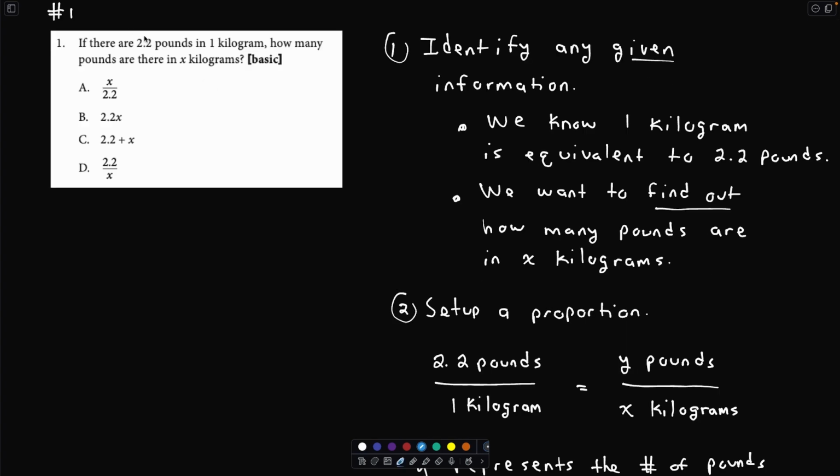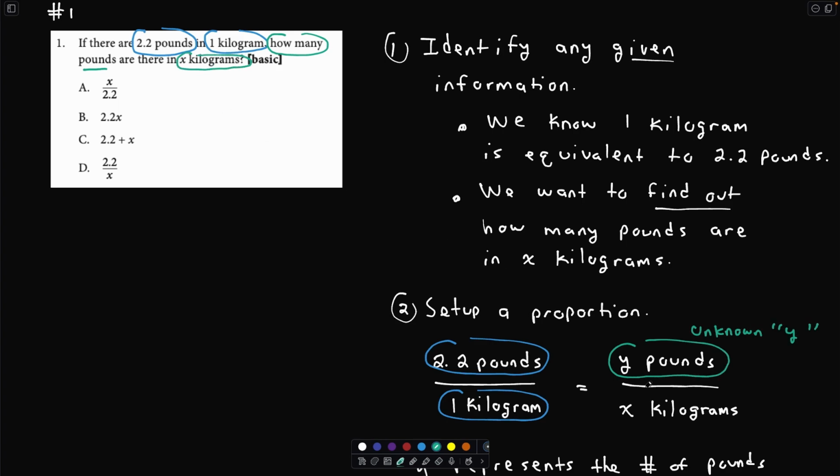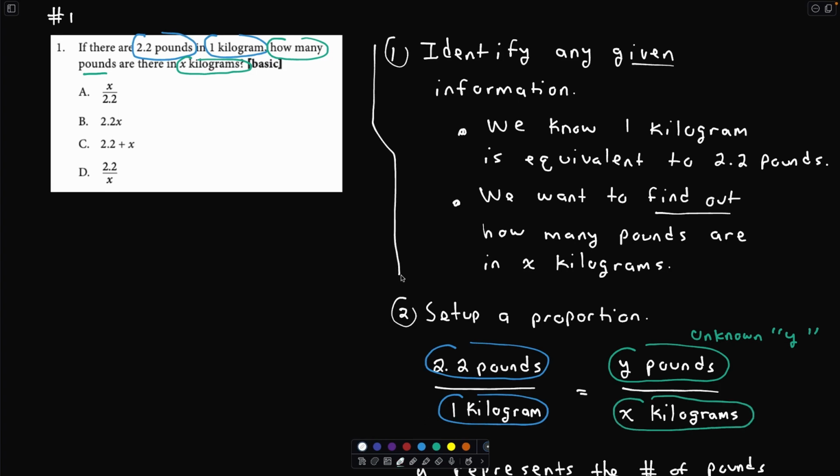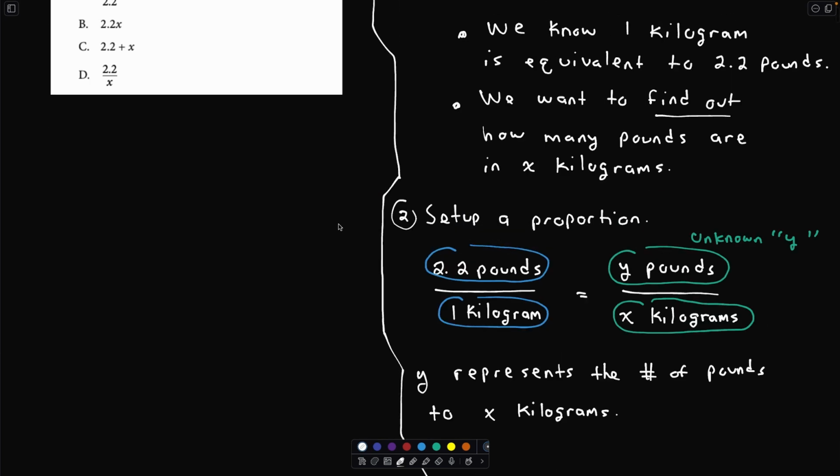So we have 2.2 pounds and 1 kilogram. So 2.2 pounds over 1 kilogram. This is the key part in a proportion. Then we have how many pounds, which is our Y pounds, our unknown. And that's over X kilograms. So we just put it over X kilograms. Let's make a little spacer so we could work on our problem.